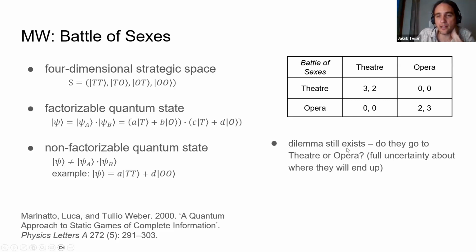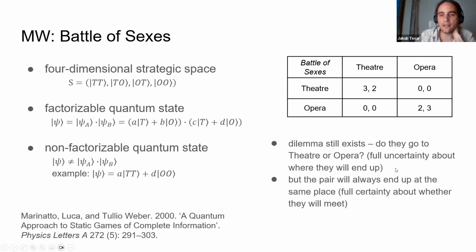So I would say the dilemma still exists. If I'm player A, I still have two options, to go to the theater or to the opera. Both options exist in the state. If A is equal to D, it's equally likely that I will pick T or O. I do not know whether T or O, they are equally likely, but the pair will always end up at the same place. So this, I think, really grasps the idea of entanglement.